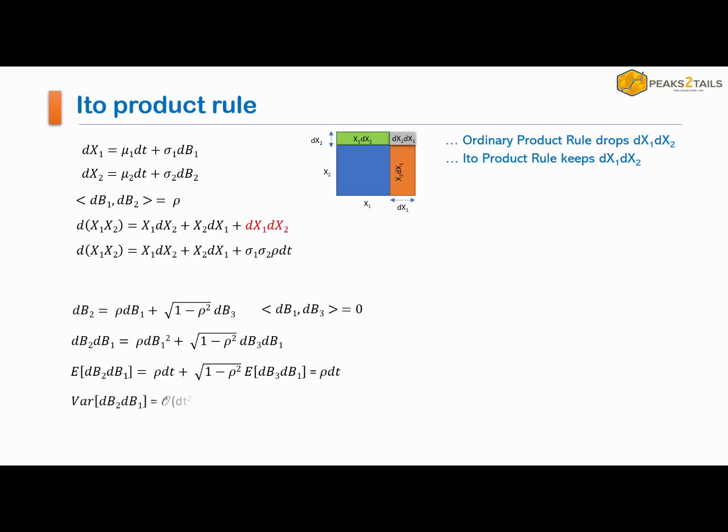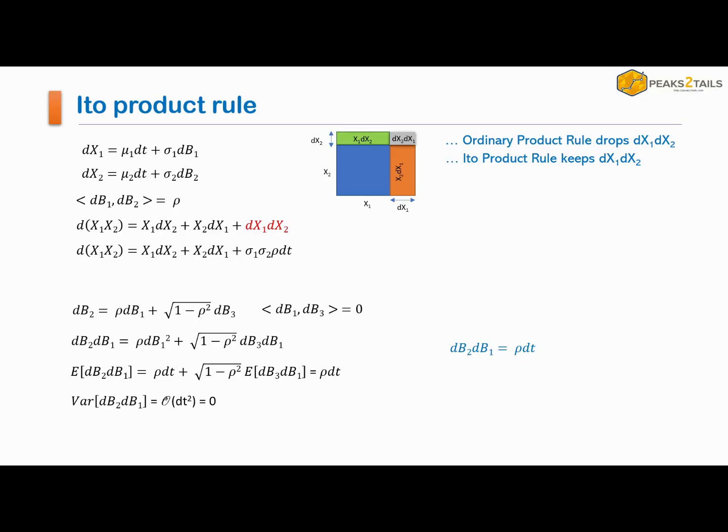What is the variance? Now variance with the same logic can be shown to be of the order dt square, similar to how we have shown in the case of dB square. This is also a product of two dB terms. So the variance of that would be of the order dt square, which we can ignore compared to the expectation, which is rho dt. So essentially, the outcome of this exercise is to understand that dB2 times dB1 will be rho dt. Okay, so that plays a part in the Ito product rule.